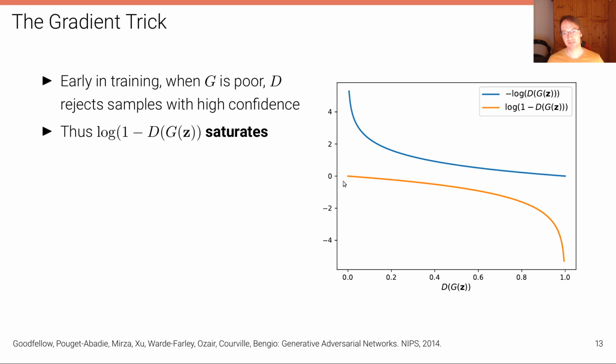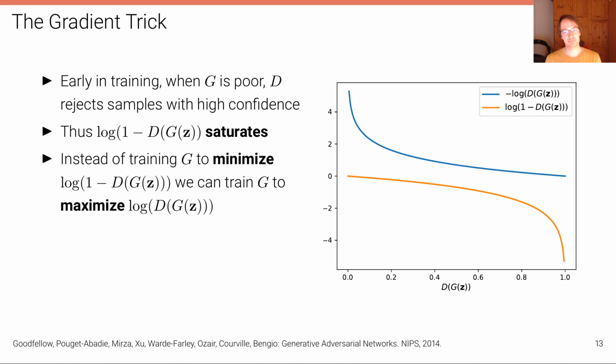Now what that means is that we have a function, the logarithm of 1 minus D of G of c, that is saturated and has very small gradients. So there are not many gradients that can be backpropagated through the discriminator to the generator in order to update the generator weights. This is illustrated here with the orange curve. We have the logarithm of 1 minus D of G of c, and on the x-axis we have D of G of c. You can see that if D is close to 0, we're in this saturated regime where we have very little gradients.